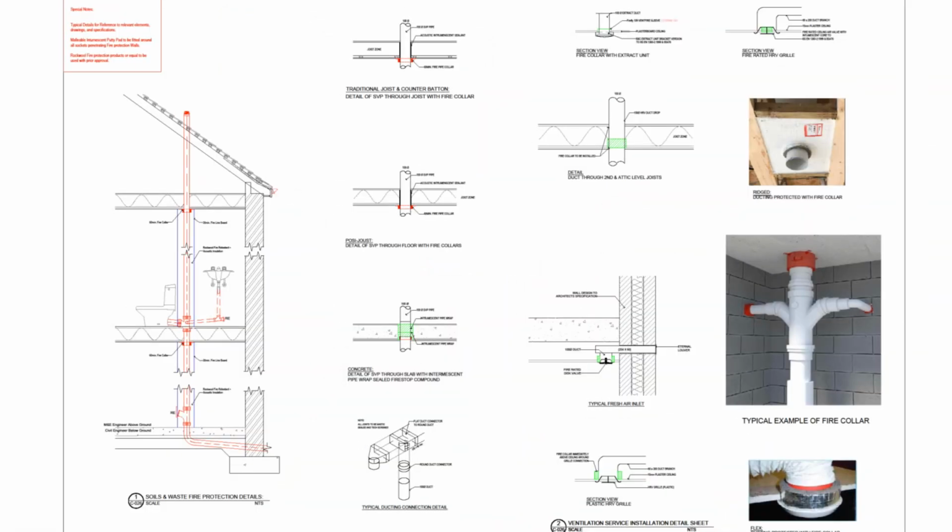And next is the soil and waste fire protection. It is essential in ensuring that plumbing systems do not contribute to the spread of fire within a building. Implementing these measures will enhance fire protection in soil and waste systems, reducing the risk of fire hazards in buildings and ensuring safety in plumbing systems.